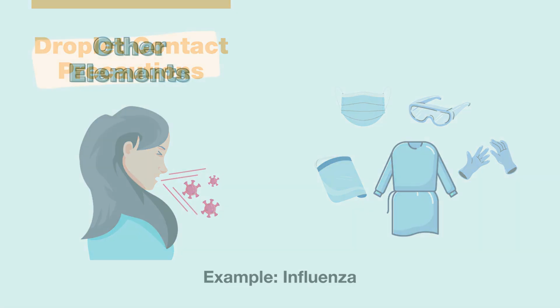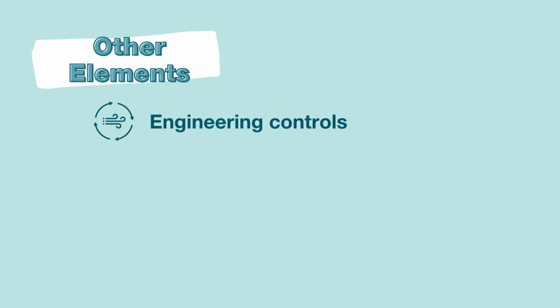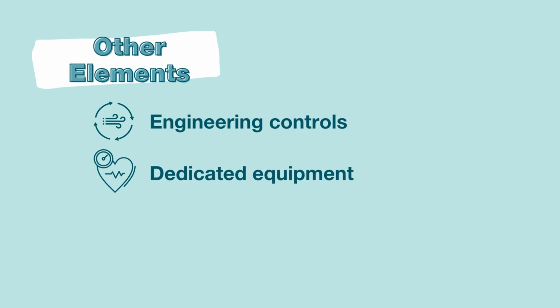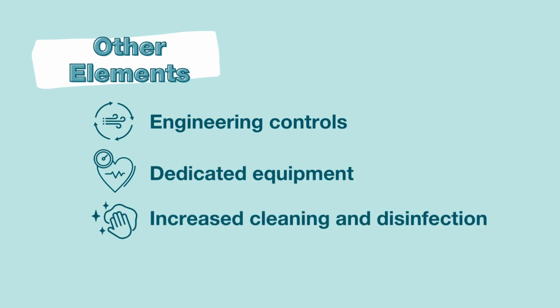Some other elements that make up additional precautions include specialized engineering controls, such as HVAC equipment, to ensure adequate air circulation and filtration, dedicated equipment for the person you are providing care to, extra or specific cleaning and disinfection practices, appropriate signage to indicate the type of additional precautions required.